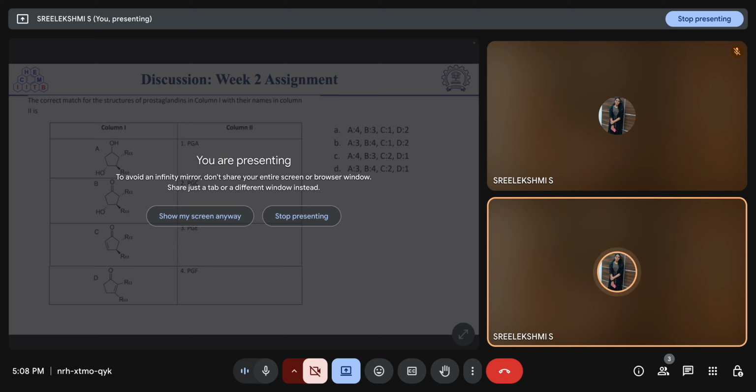So here, as we have discussed, the PG in the name of prostaglandin stands for prostaglandins. PGA, PGB, PGC all have cyclopentene, but the double bond position will be different. Now PGD and PGE have no double bond but a ketone and a beta hydroxyl group. PGF has two hydroxyl groups in the cyclopentane. So considering all these factors, which will be the correct option here?